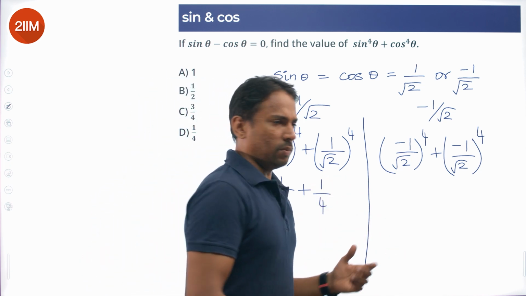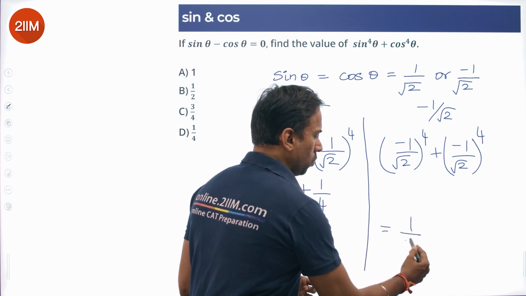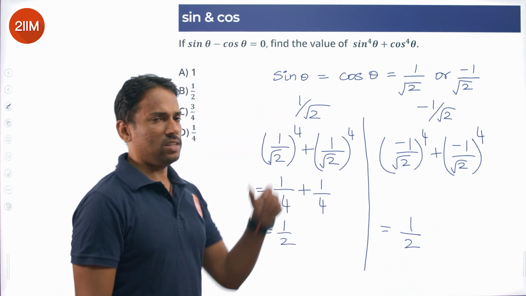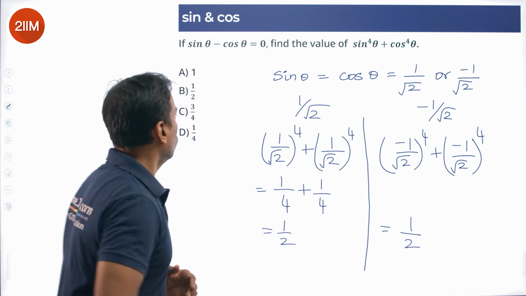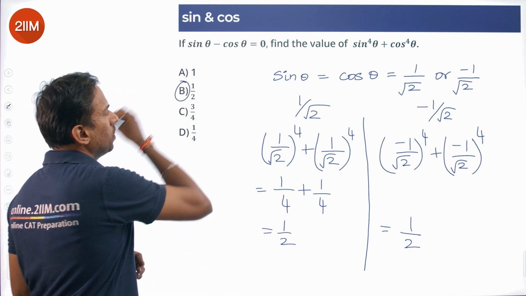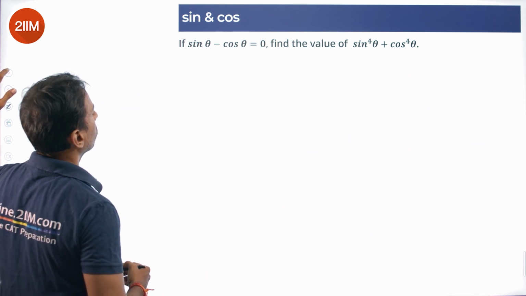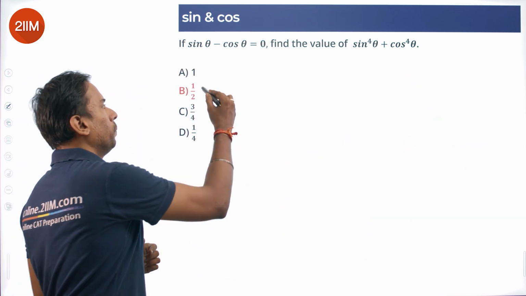Here again we'll get the same answer: 1 by 4 plus 1 by 4. The answer is going to be 1 by 2. So in whatever way we try, whichever case, the final answer is going to be 1 by 2. Option B should be the right answer. We'll have a quick check. Yeah, option B, 1 by 2 is the right answer.